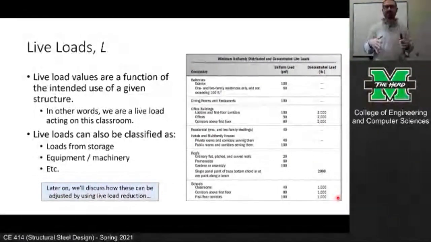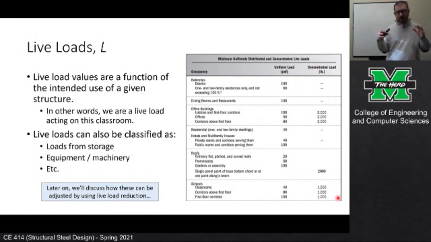If we were in person, I'd say we are a live load acting on this classroom. If we were in person, we would be the live load. Whatever the structure is being used for, that's going to sort of dictate what you're designing for.